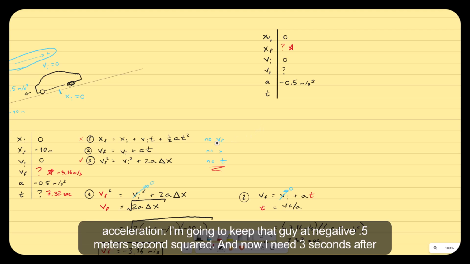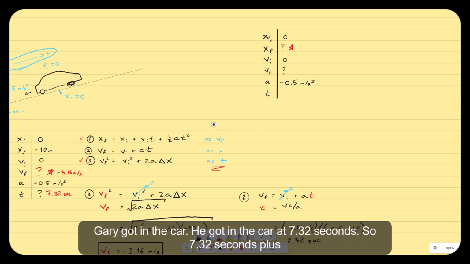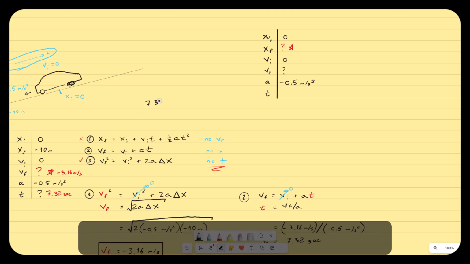And now I need 3 seconds after Gary got in the car. He got in the car at 7.32 seconds. So 7.32 seconds plus 3 seconds means this car has been rolling for 10.32 seconds.